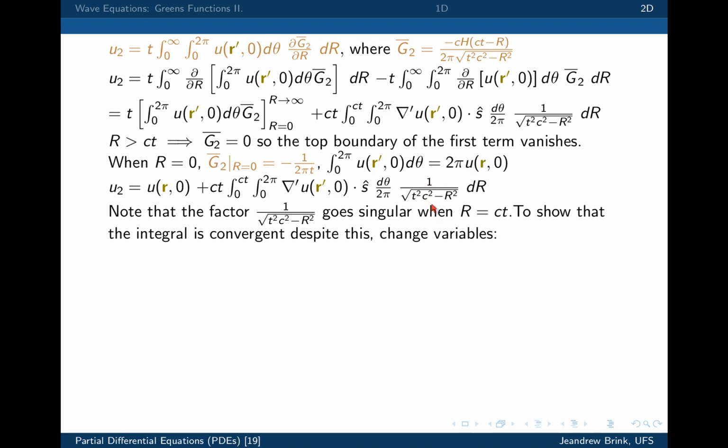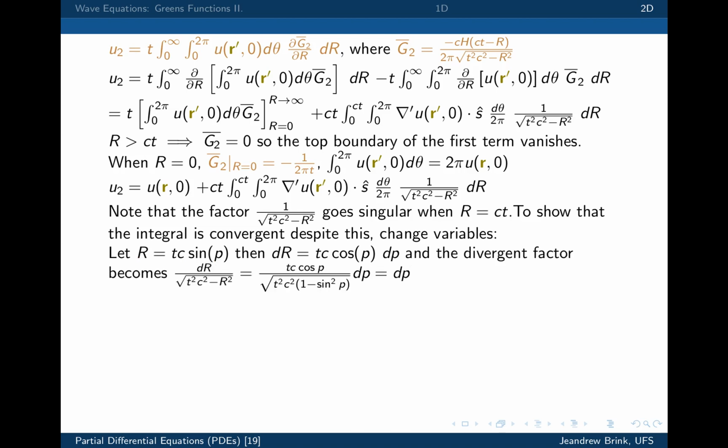the integral is convergent despite this, you change variables, and you basically let r equals ct sine p. And what you then get is dr is just equal to that, and this divergent factor of dr over the square root of t squared c squared minus r squared is simply equal to dp. So you can actually work it out. And what you finally have is this thing.